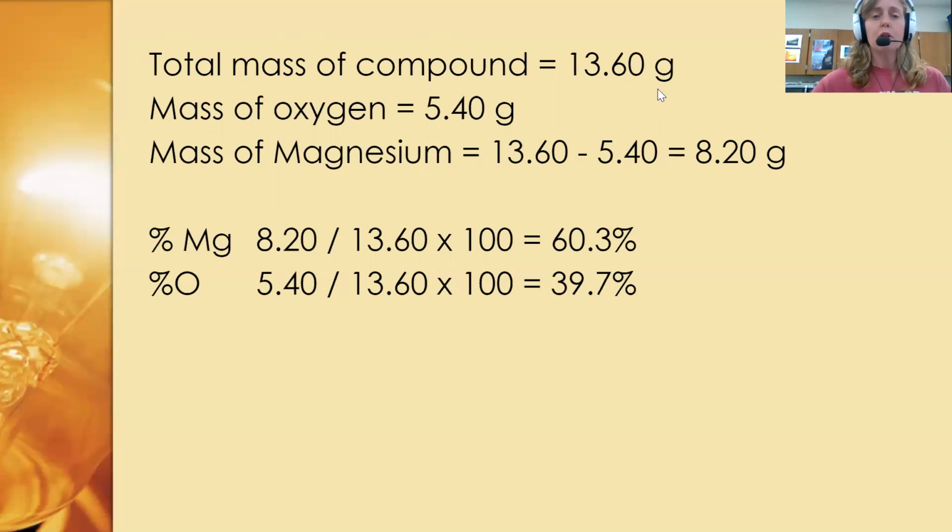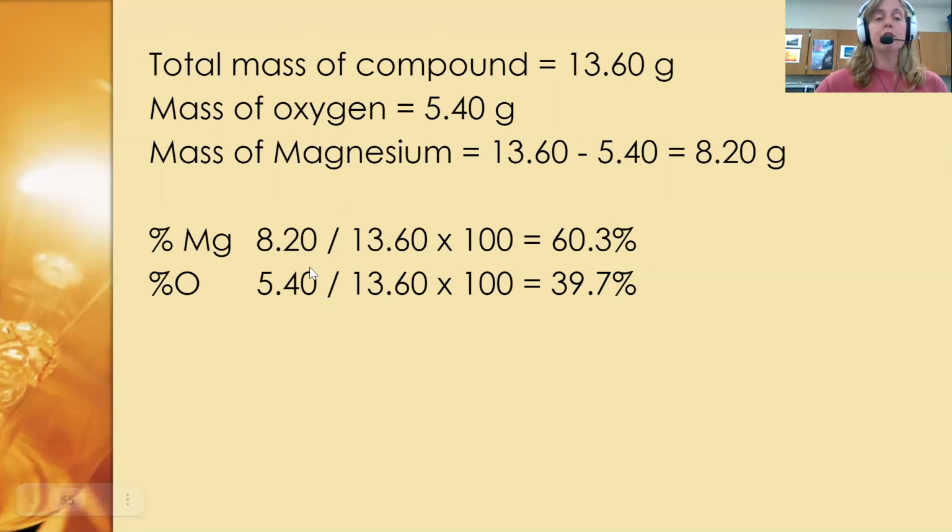In this problem, you're going to take the mass of magnesium divided by the total mass of the sample times 100, because anytime you're putting something in a percentage, you multiply by 100. And that's going to give me 60.3%. So that is the percentage of magnesium in that compound of magnesium oxide.